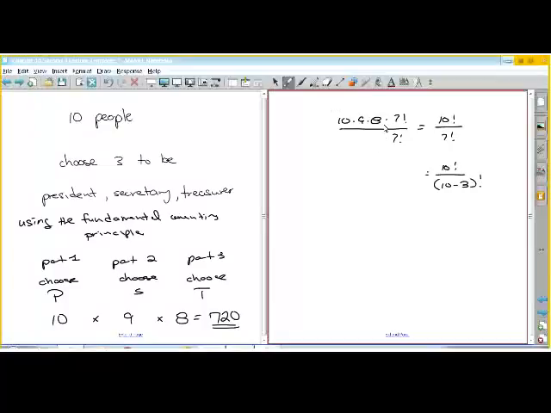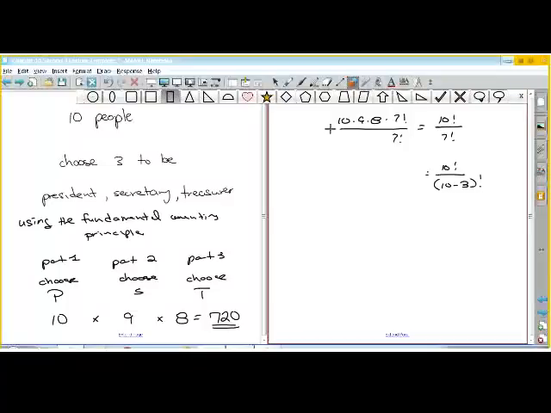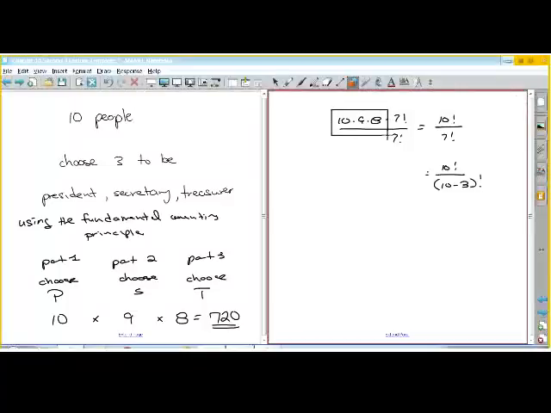And you can see that the answer using the fundamental counting principle is this. But if I wanted to rewrite the answer in terms of factorials, I could multiply. So what I've got is 10 times 9 times 8. But if I multiply it by 7 factorial in the numerator and divide it by 7 factorial in the denominator, I could say that the answer to this problem is 10 factorial over 7 factorial. So it's just a different way of writing the same thing in terms of factorials.